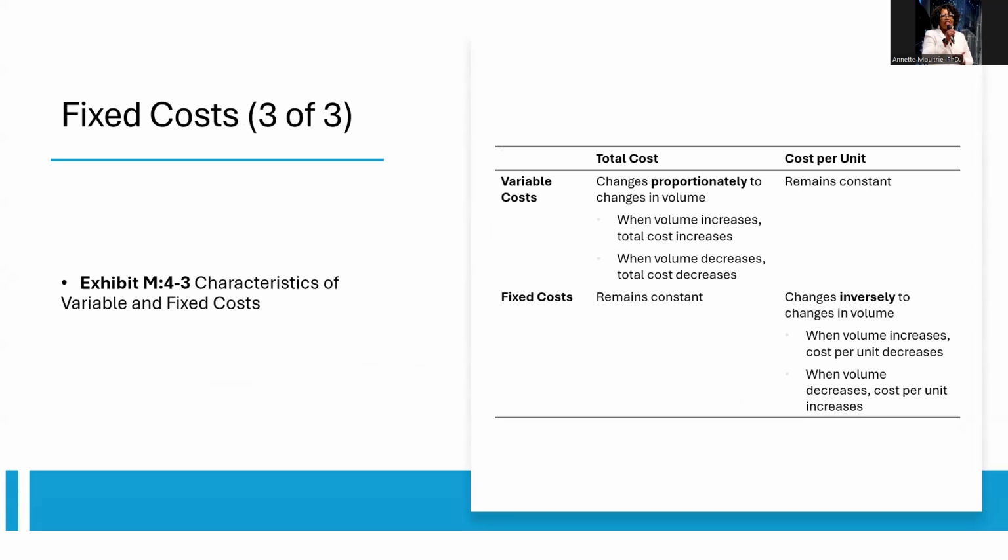Here in this example exhibit, it actually provides a summary of the characteristics of variable and fixed costs. Again, fixed costs remain constant, whereas variable cost changes proportionately to change in volume. However, with the variable cost, the cost per unit remains constant. And the fixed cost, the cost per unit, changes inversely to change in volume.